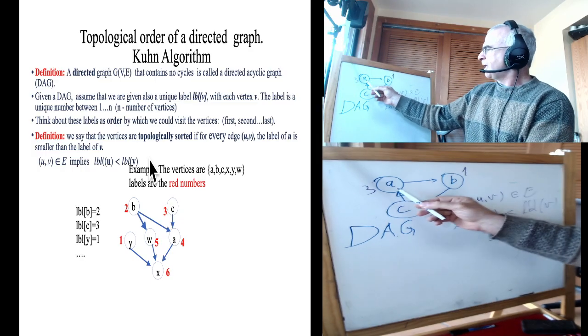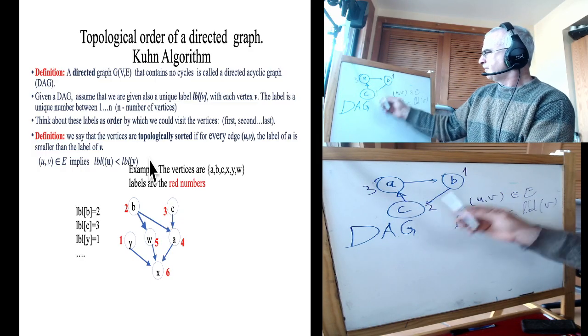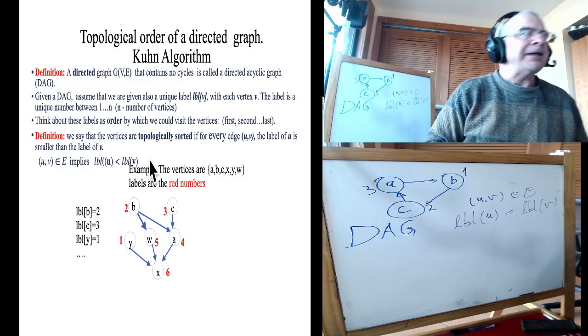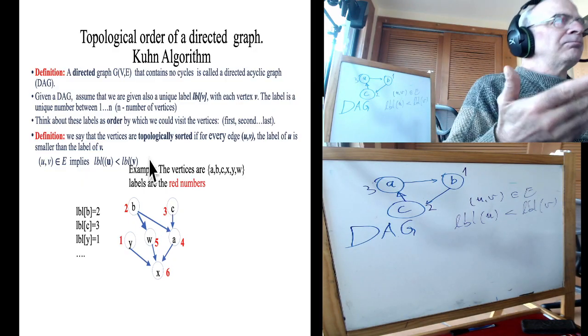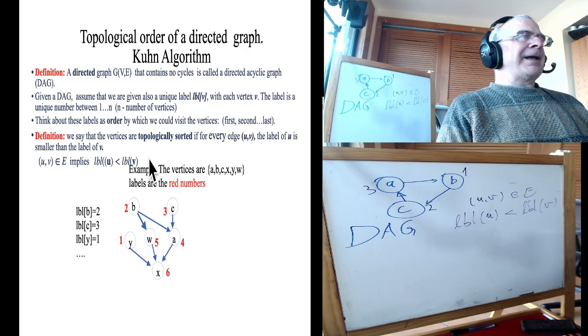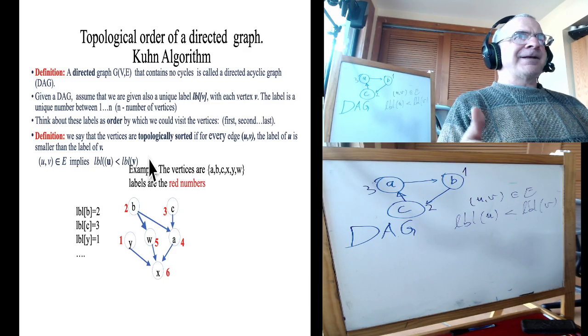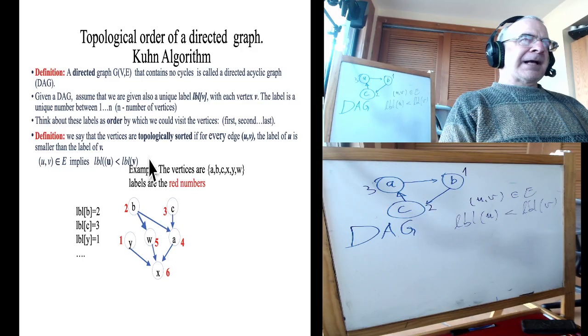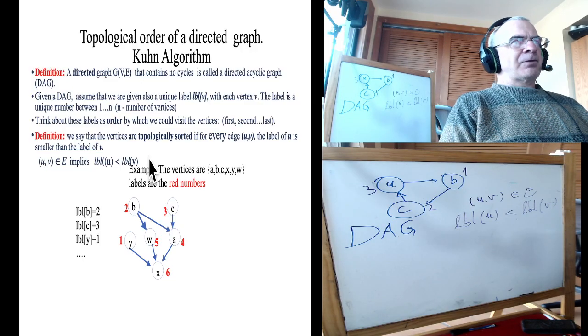So I'm already stuck, right? Because right now I have an edge that goes from A to B, while the label of A is larger than the label of B. So there is no hope to find a topological order if it's not a DAG. It's not a directed acyclic graph. It's a graph that has a cycle.